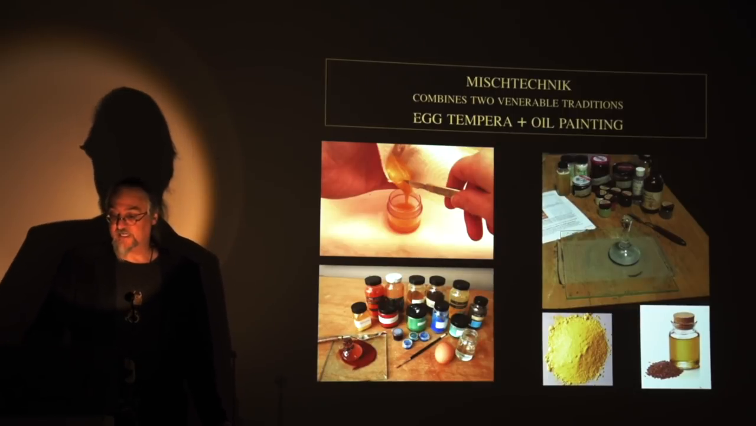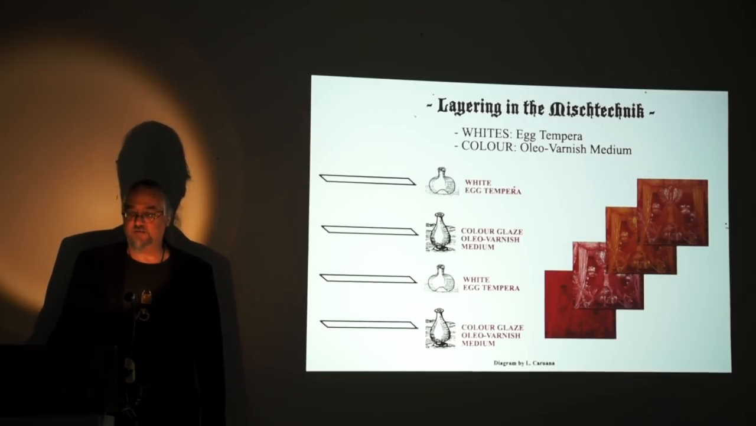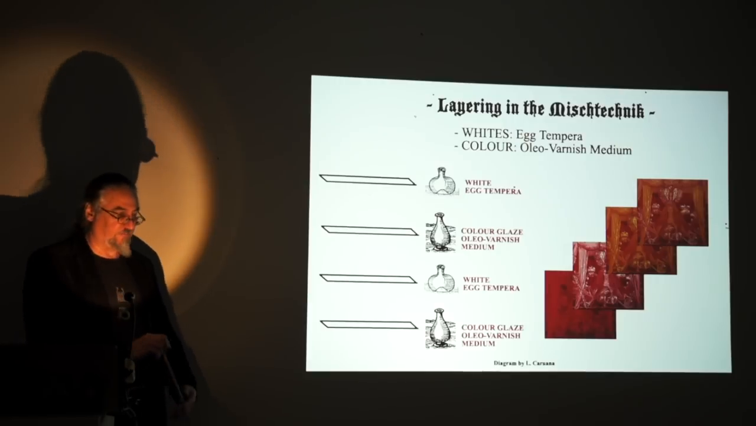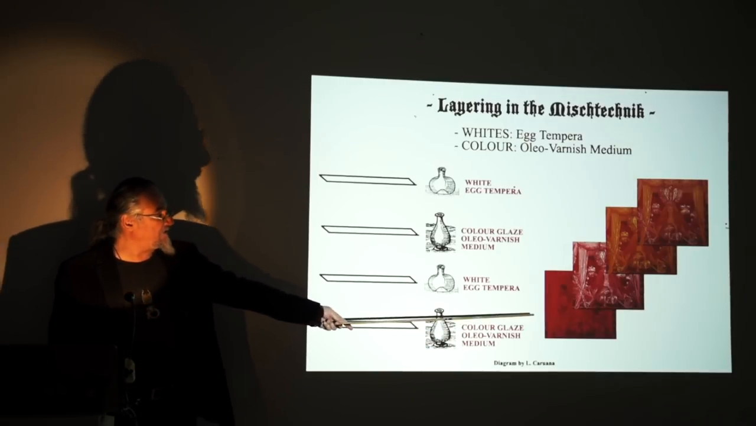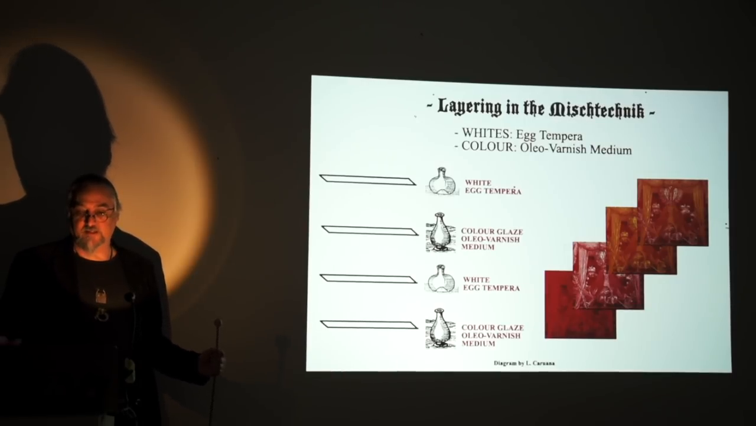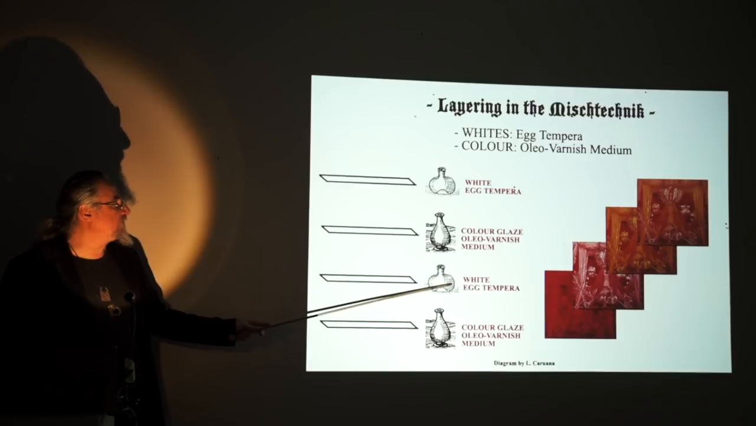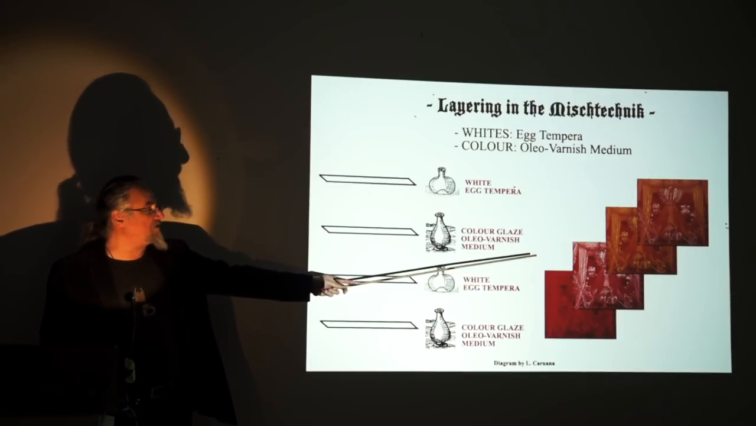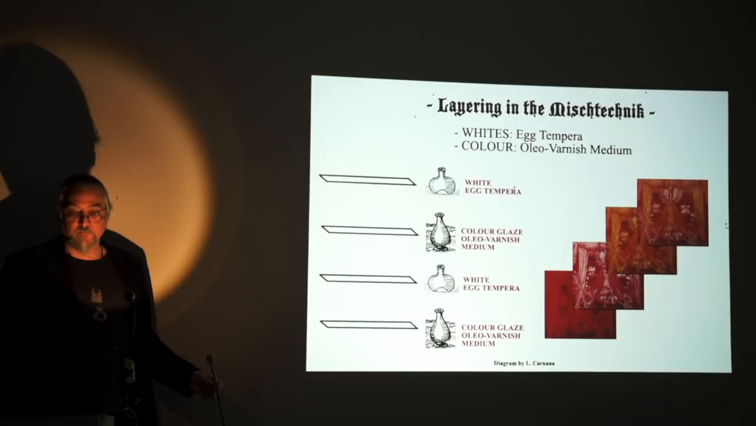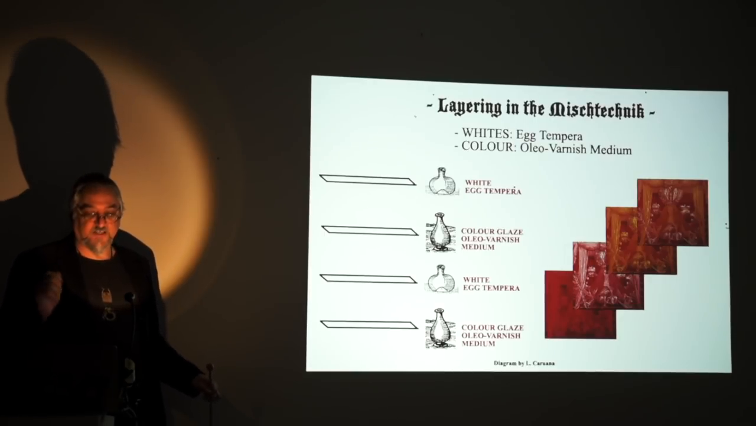Now, the way that you combine these two is you begin with an imprimatura, which you see on the bottom here, say in red, and you have your base coat in red, using an oleo varnish medium. On top of this, you come in with your white egg tempera. With your white egg tempera, you develop the volumes and the forms just in whites. Egg tempera is a water-based medium. You're dipping your brush in water and egg tempera and making fine, fine lines.